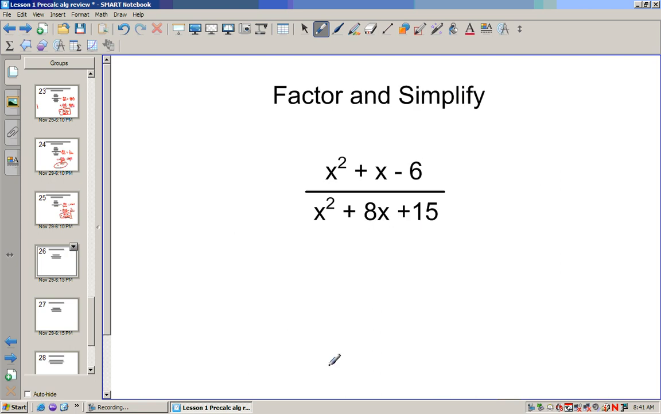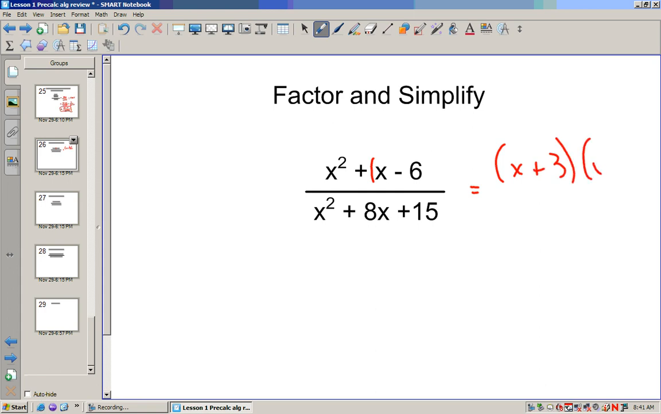Alright, now factoring and simplifying. You really have to understand factoring in order to get this section. So hopefully everybody understands factoring, or else go back to my factoring video or come in and get help on it. What two numbers multiply to -6 and add up to a positive 1? It's going to be x plus 3, x minus 2.